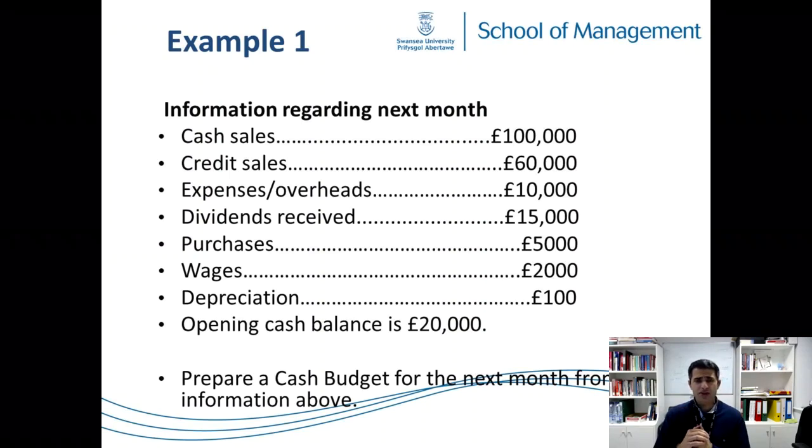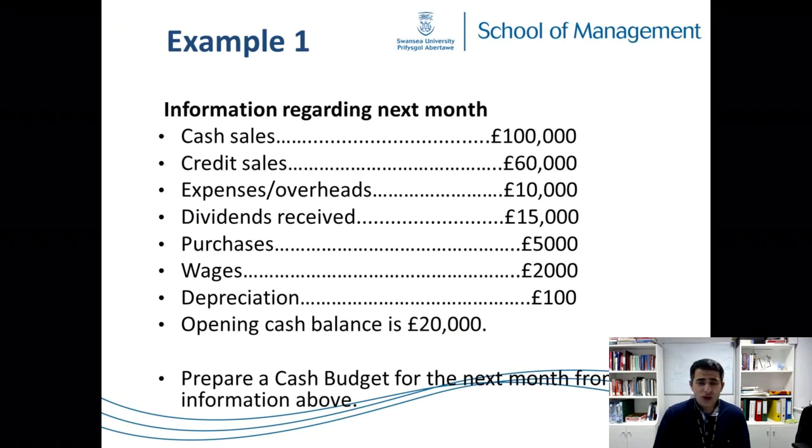If you look at this example, this is budgeted information for the next month. So we have £100,000 we are expecting to receive from cash sales next month. Credit sales, we are expecting to receive £60,000 from credit sales, which has been done in previous months, but we expect to receive the cash next month, 60,000. Expenses, overheads are 10,000. Dividend received 15,000. Purchases 5,000. Wages 2,000. Depreciation £100, and the opening cash balance is 20,000. So prepare a cash budget for the next month.